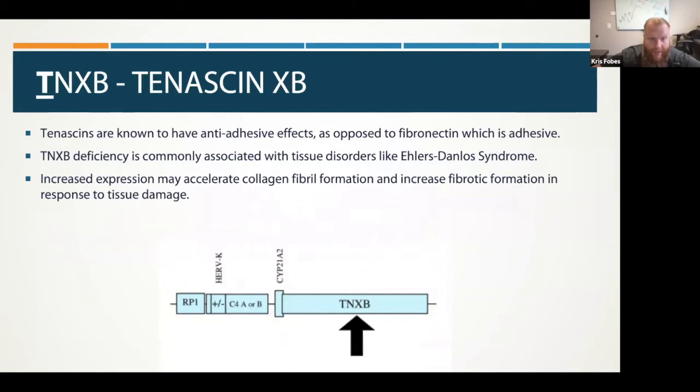The last one is this TNXB, which is usually associated with something like Ehlers-Danlos or some kind of tissue disorder. But the flip side of that could also accelerate the collagen response or fibrotic response to damage. We see a lot of scarring tissue in the lungs, and that has been associated with TNXB overexpression. So that is something to watch out for also.